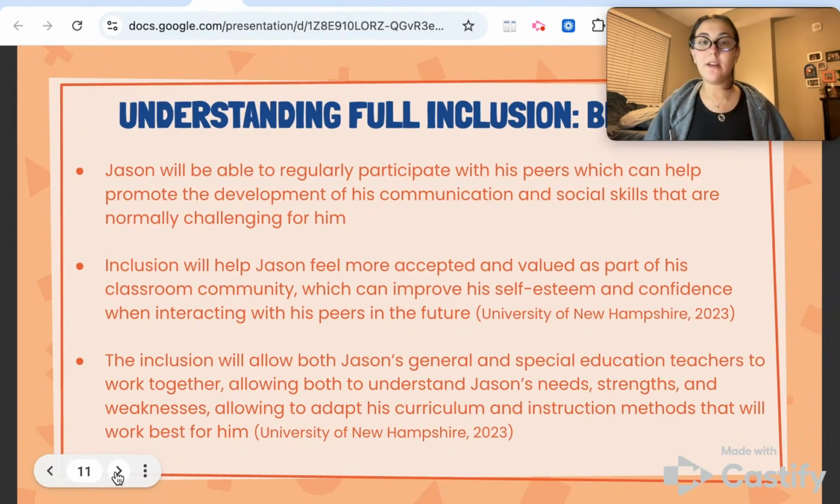So, understanding the benefits of full inclusion. If Jason were in a fully inclusive setting, he would be able to regularly participate with his peers, which helps promote his social skills and communication. It will make him feel more accepted and valued as part of his classroom community, and inclusion will allow both Jason's general and special education teachers to work together to understand his needs, strengths, and weaknesses, and adapt his curriculum to that.